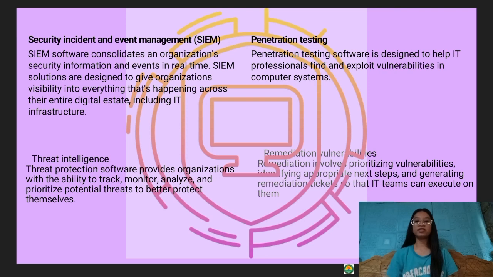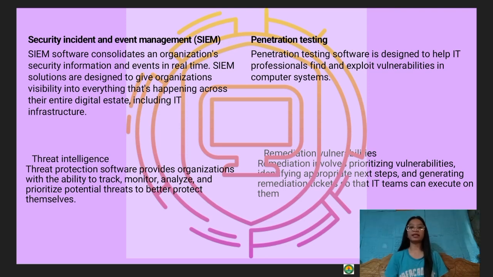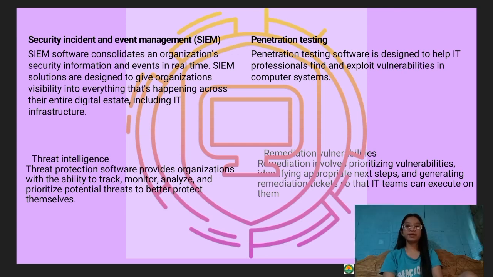Threat intelligence. Threat intelligence software provides organizations with the ability to track, monitor, analyze, and prioritize potential threats to better protect themselves. Penetration testing. Penetration testing software is designed to help IT professionals find and exploit vulnerabilities in computer systems. Remediation of vulnerabilities involves prioritizing vulnerabilities, identifying appropriate next steps, and generating remediation tickets so that IT teams can execute on them.